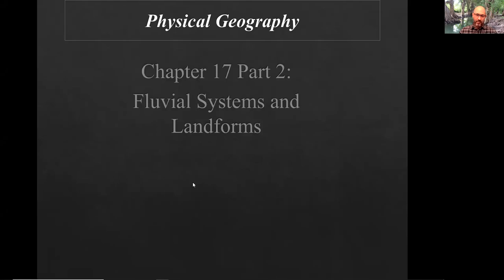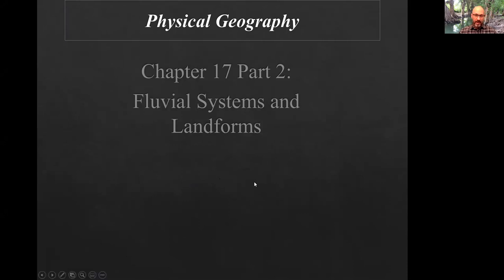Hello, class. Welcome back to chapter 17, part 2, continuing along with fluvial geomorphology. Today we're going to be taking a closer look at fluvial systems and their interactions with the landforms. It's a relatively shorter part of the chapter. We'll finish up a little bit early. I'll give you time to work on your discussion and your labs that are coming up.